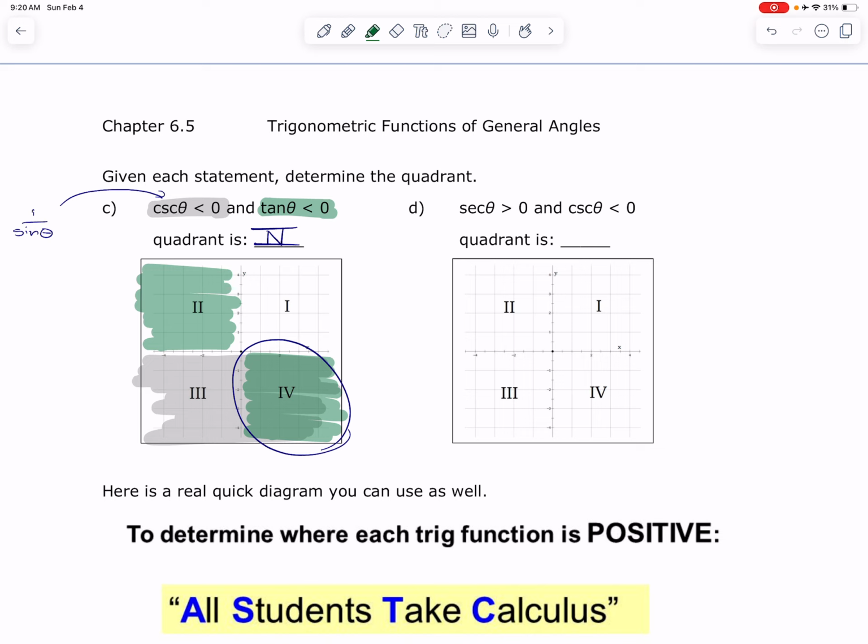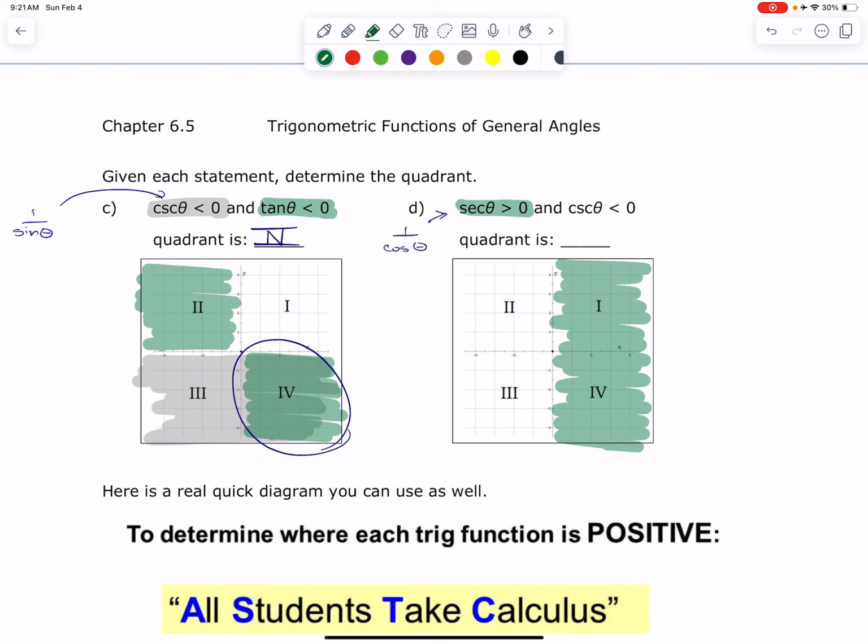Last example, where is our secant greater than 0? Secant of theta is 1 over cosine of theta. Cosine is positive to the right of the y-axis. And we've got our cosecant is negative. Cosecant is 1 over sine, so just like that example to our left, we're looking for where sine is negative. Again, our overlap here is in quadrant 4.